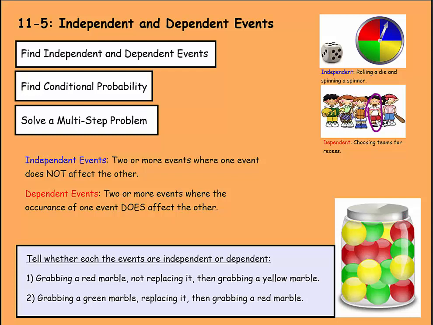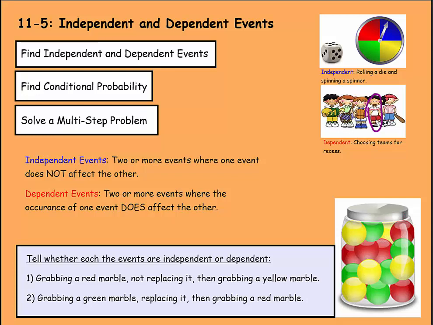It says tell whether each of the events is independent or dependent. First is grabbing a red marble, not replacing it, then grabbing a yellow marble. So in that case, does grabbing a red marble from the jar impact the probability that the yellow marble will be picked next? Well, yes, it would actually, because there's one less red marble in the jar now. So the likelihood of picking a yellow marble, although it didn't go up a whole lot, does increase.